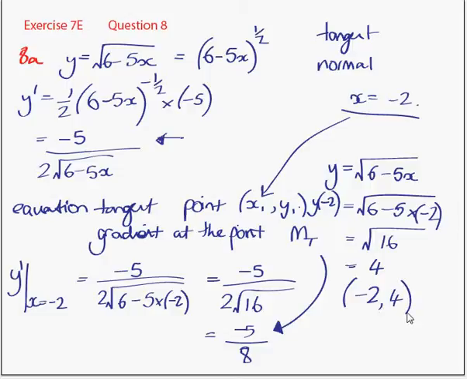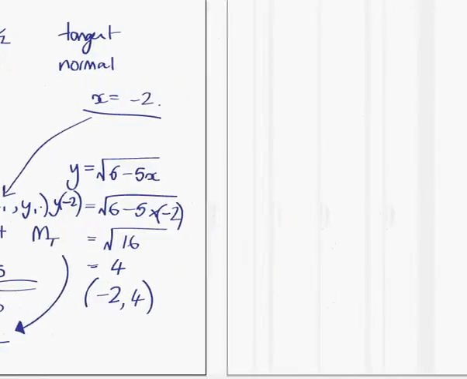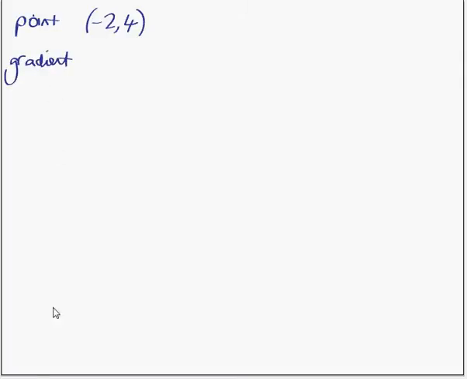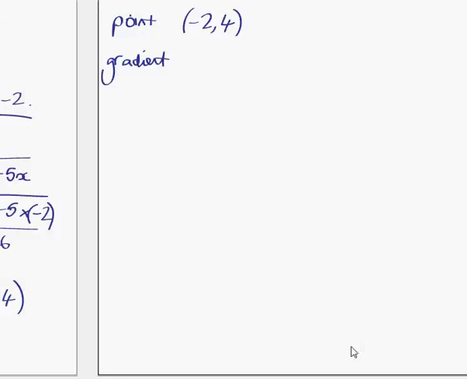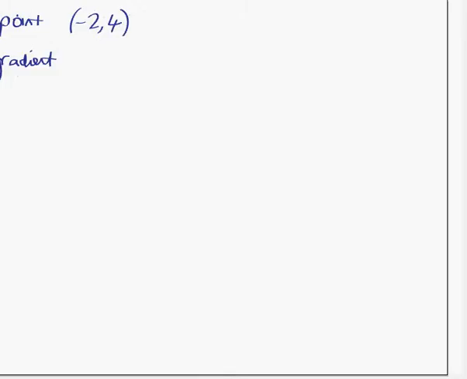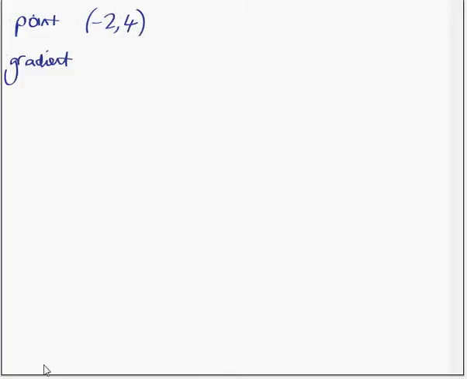What I can do now is use my point and my gradient. Just check what that was again: -5/8. Then I use the point gradient formula, and it looks like this.